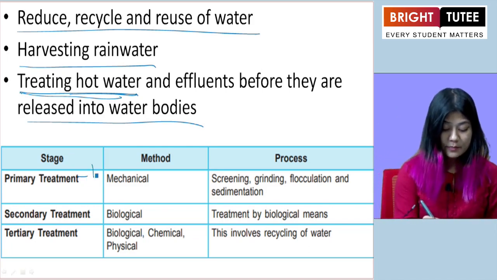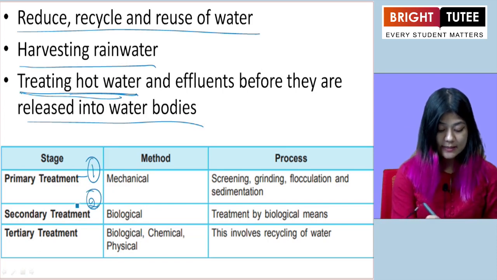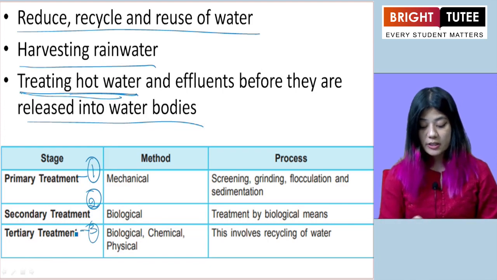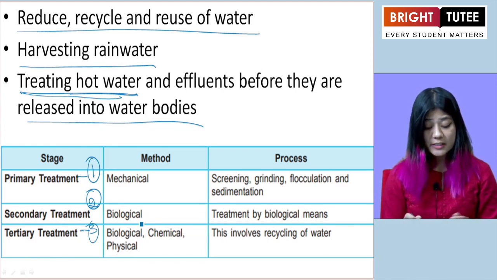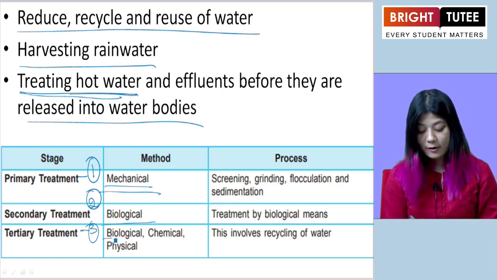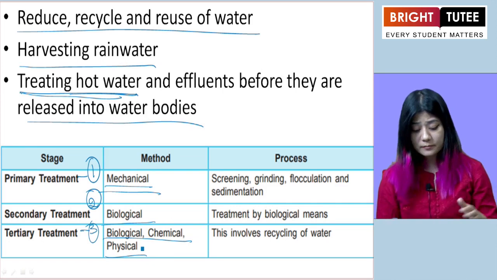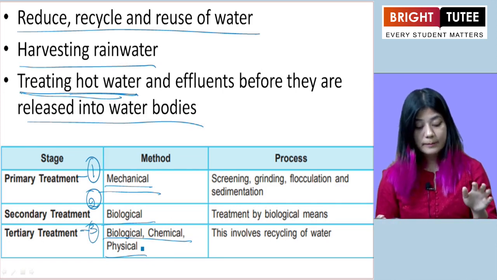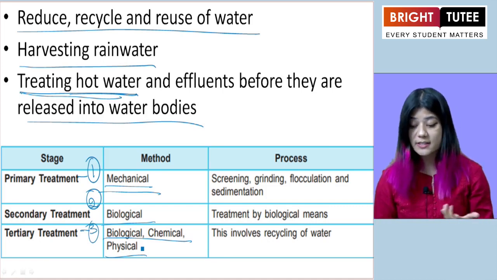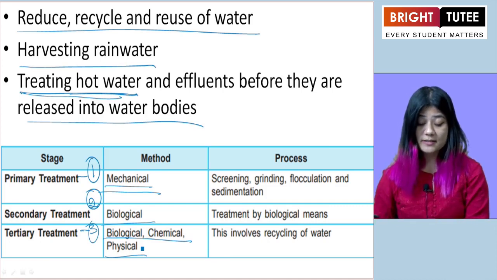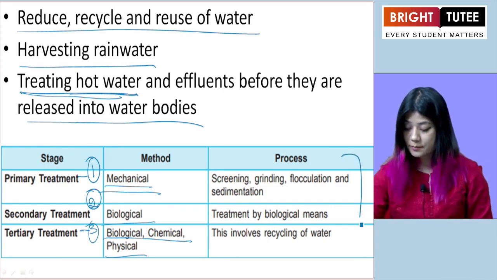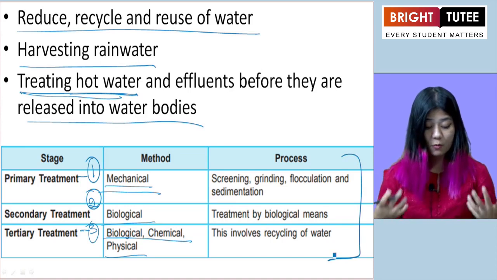The first is primary treatment, the second is secondary treatment, and the third one is called tertiary treatment. So here you can see the first stage treatment is mechanical, the second is biological, the third is biological, chemical, and physical. By making sure the water goes through these three stages, the water gets treated before it gets released into the water bodies outside. Okay, so here there are some processes mentioned as to how the water is treated.